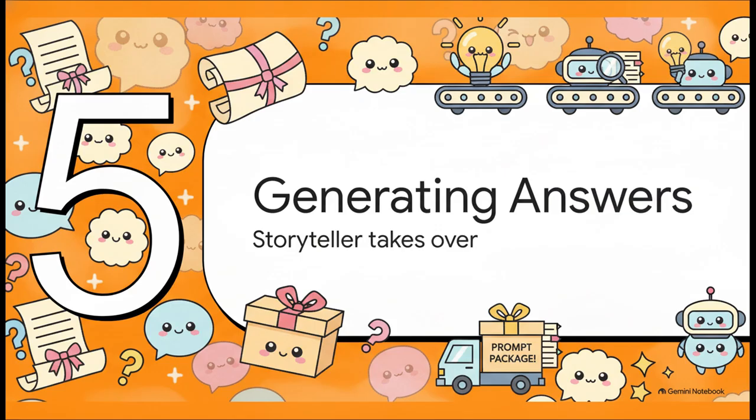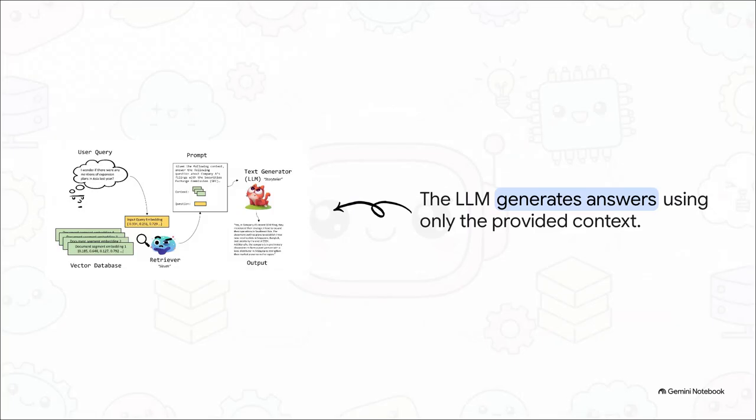Section 5. Generating the final answer. The storyteller takes over. Once our sleuth has successfully retrieved those highly specific fact-checked document chunks, the AI assembly line moves right into step 2, prompt packaging. This is really where the magic happens. The retrieved facts are packaged into a very strict prompt template. It basically tells the AI, hey, given only the following context, answer the user's question.